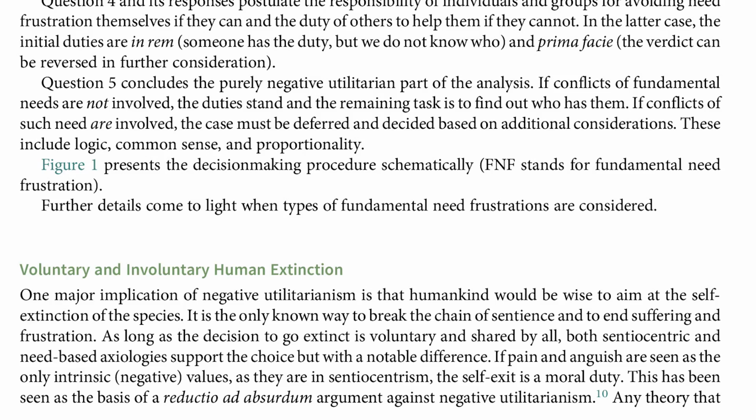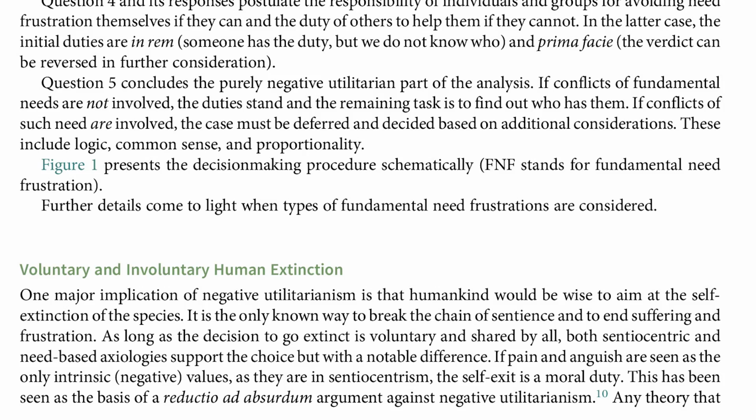Figure 1 presents the decision-making procedure schematically. FNF stands for fundamental need frustration. Figure 1: From fundamental need frustration to conflict-responsive negative utilitarian duties. Further details come to light when types of fundamental need frustrations are considered.